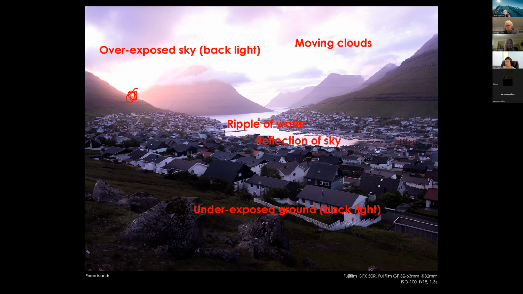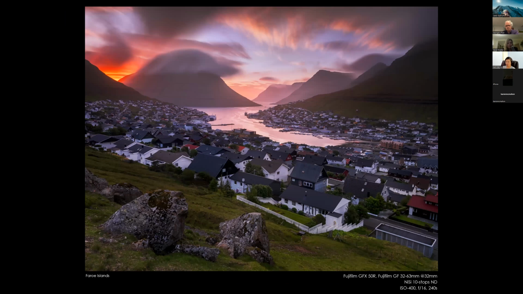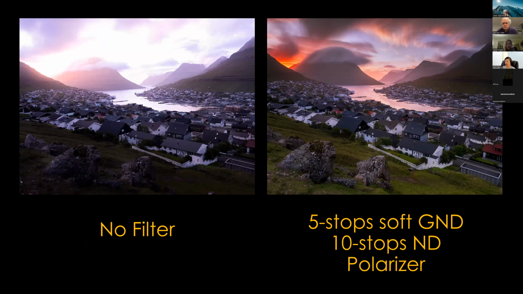So again, we can use the GND filters to fix the contrast of the sky and the ground. We can use the ND 10-stop filters, again long exposure, to create a motion blur of the sky and to remove the ripple in the water. And we also use a circular polarizer to reduce the reflection in the water. Okay, just a comparison without and with the use of filters.